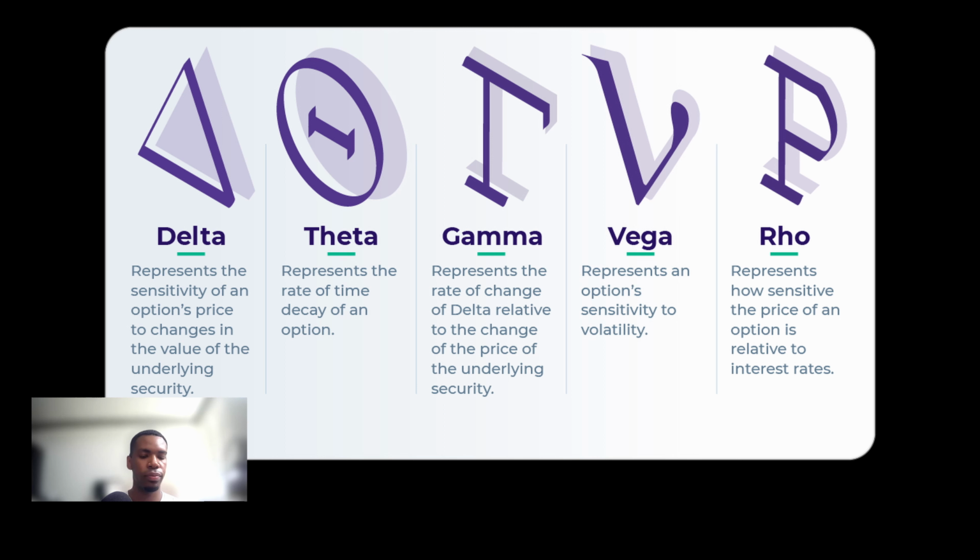And then you have rho. Rho represents how sensitive the price of an option is relative to interest rates, right? So it estimates changes in the option value to changes in what they call the risk-free interest rates, usually like T-bills. Option price changes attributable to interest rates are much smaller. So this last Greek, rho, you don't have to worry much about this one.